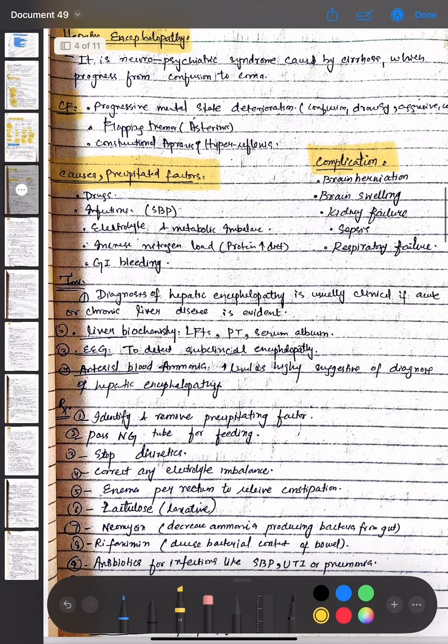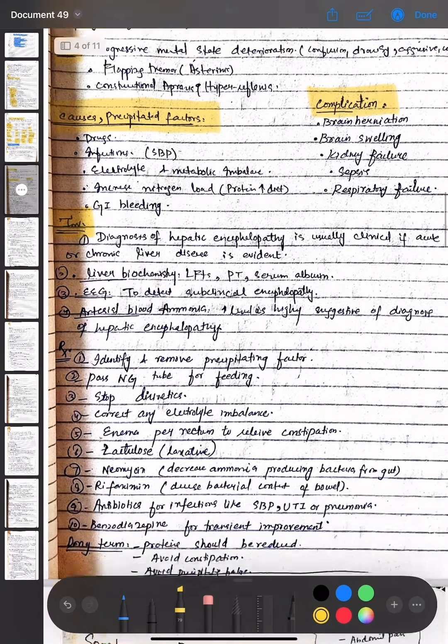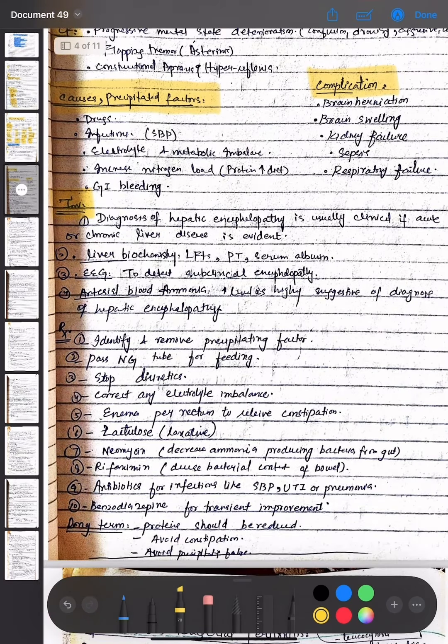The investigation options for hepatic encephalopathy are: diagnosis of hepatic encephalopathy is usually clinical. If acute or chronic liver disease is evident, liver biochemistry is done, that is LFTs, PT, and serum albumin. EEG is done to detect subclinical encephalopathy. Arterial blood ammonia is done. An increased level is highly suggestive of the diagnosis of hepatic encephalopathy.